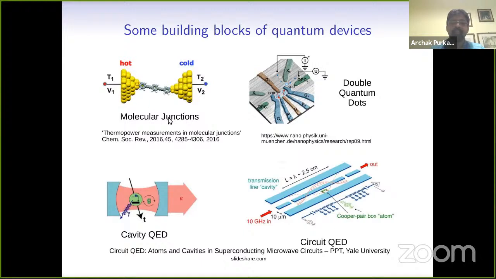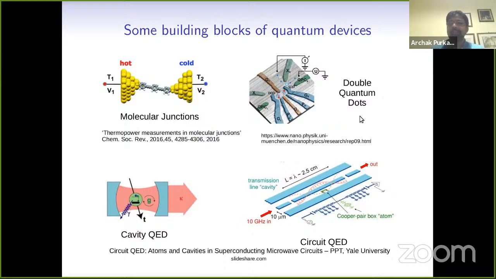What we have here is something called molecular junctions. Now, these are very commonly used in many quantum devices. It's like some small molecule connected to two much bigger molecules where you can define some temperatures and chemical potentials. And so you can bias the flow through the molecule and so on.